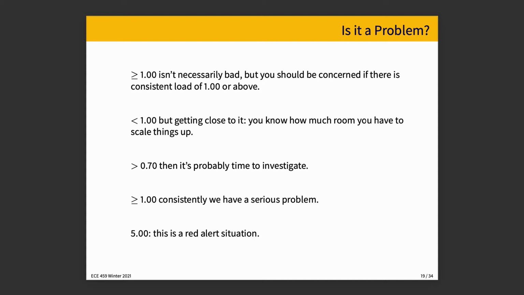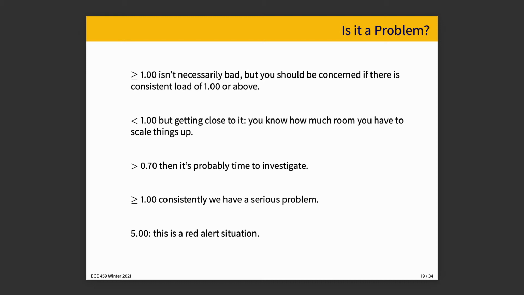Anything above 70%, it's time to investigate. This could mean that we need to make some changes in our program. It could mean that we need to expand the capacity, buy a better server, something like that. We'll have to investigate. And if we are above 1.0 consistently, that is in fact a significant problem.